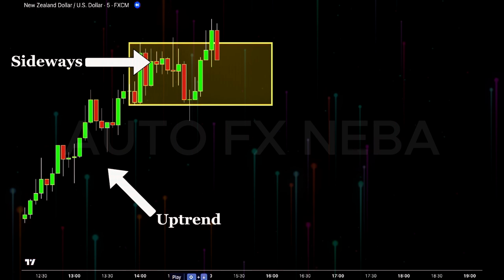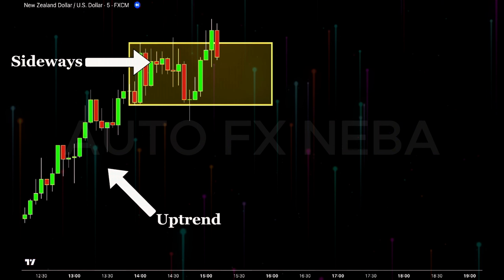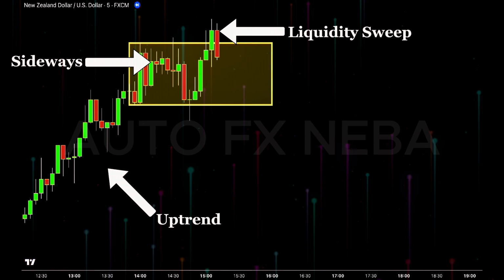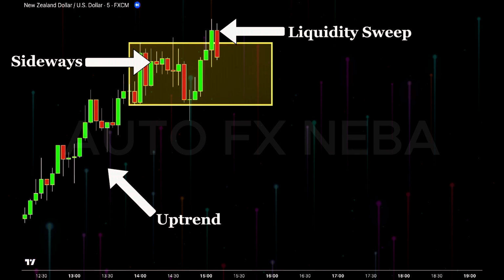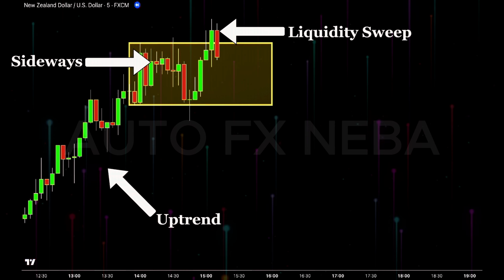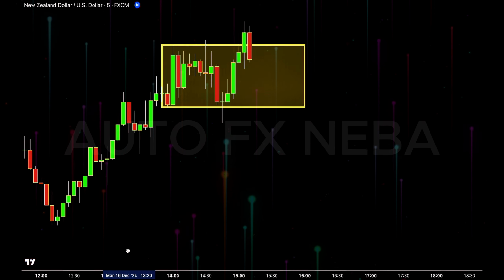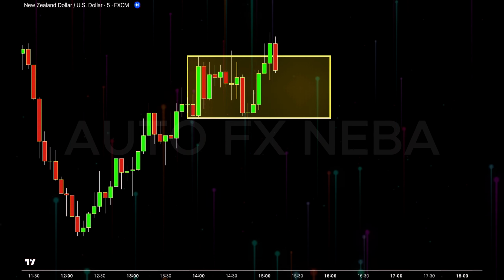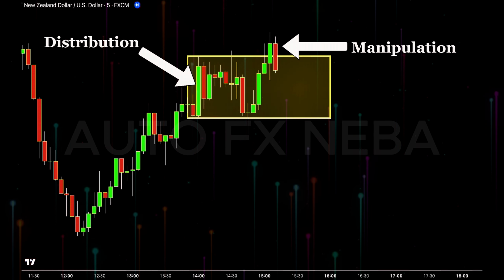As smart money traders, we stay patient. We're waiting for a false breakout above the resistance, and that's exactly what we get. Price breaks above the range, grabs liquidity, then closes right back inside the range. That's your liquidity sweep, and it confirms the manipulation phase. This is a textbook example of the three phases: distribution, manipulation, markdown.